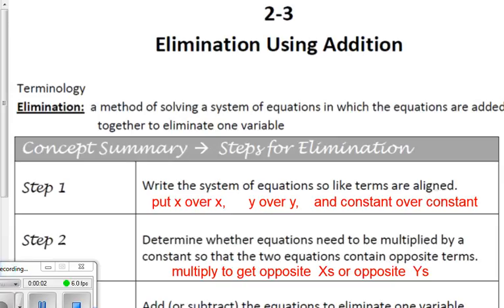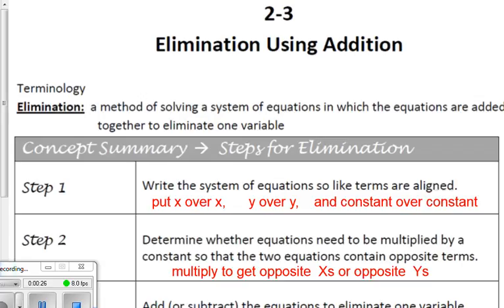All right, now we have our first video for section 2-3. This is elimination using addition. So elimination is another method of solving a system of equations in which the equations are added together to eliminate one variable. So for today's lesson, we're just going to go over elimination, taking our two equations and either adding them or subtracting them from each other.